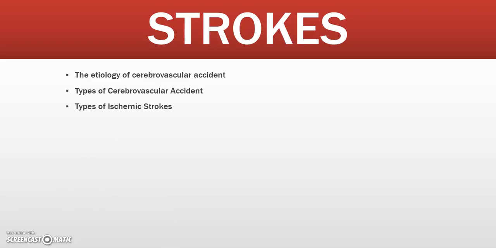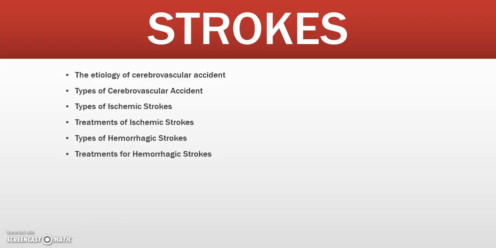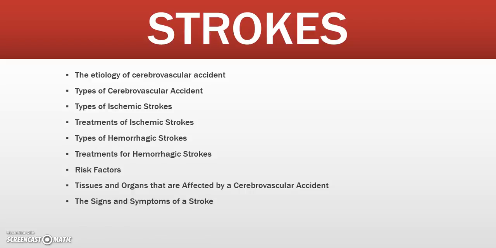I will be discussing the etiology of cerebrovascular accident, types of cerebrovascular accident, types of ischemic strokes, treatments of ischemic strokes, types of hemorrhagic strokes, treatments for hemorrhagic strokes, risk factors, tissues and organs that are affected by a cerebrovascular accident, signs and symptoms of a stroke, long-term consequences, and prevention.